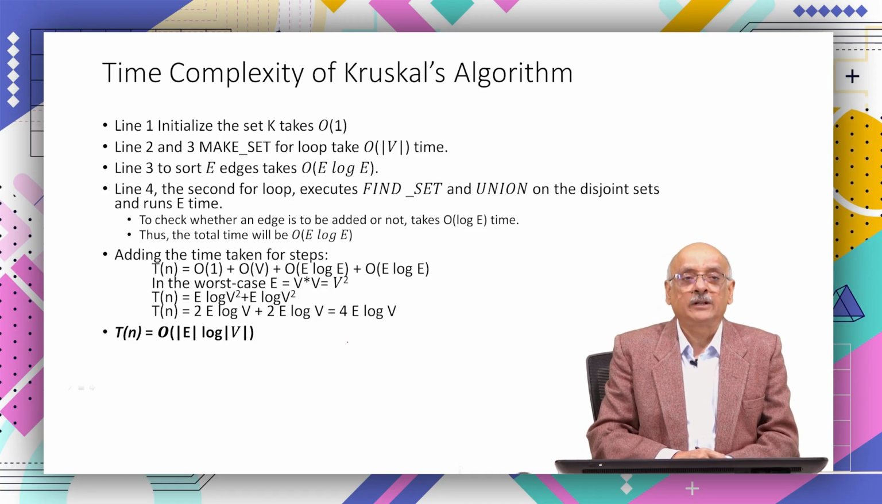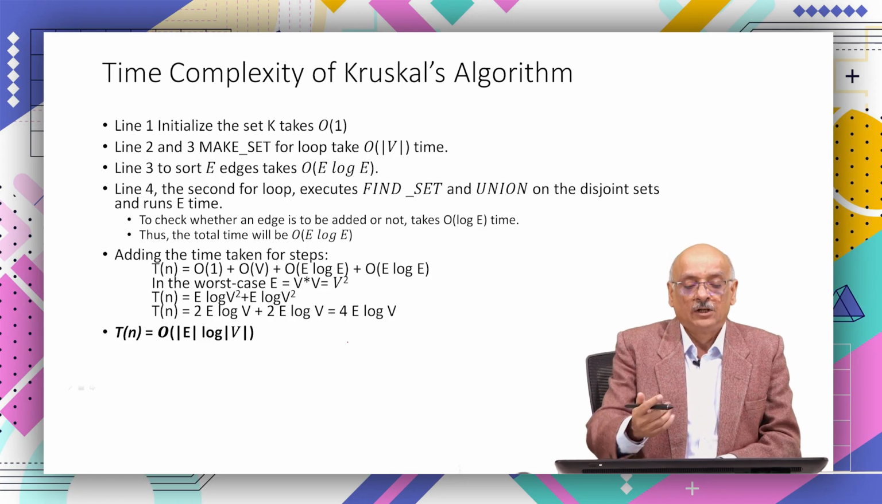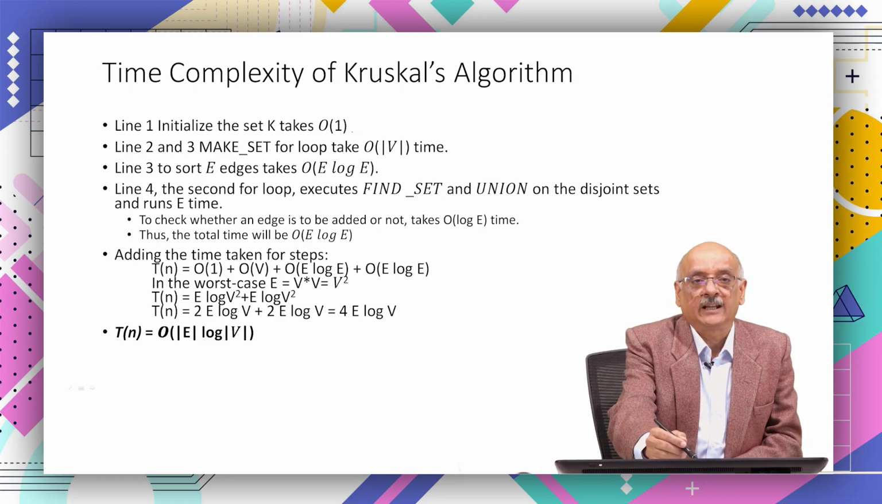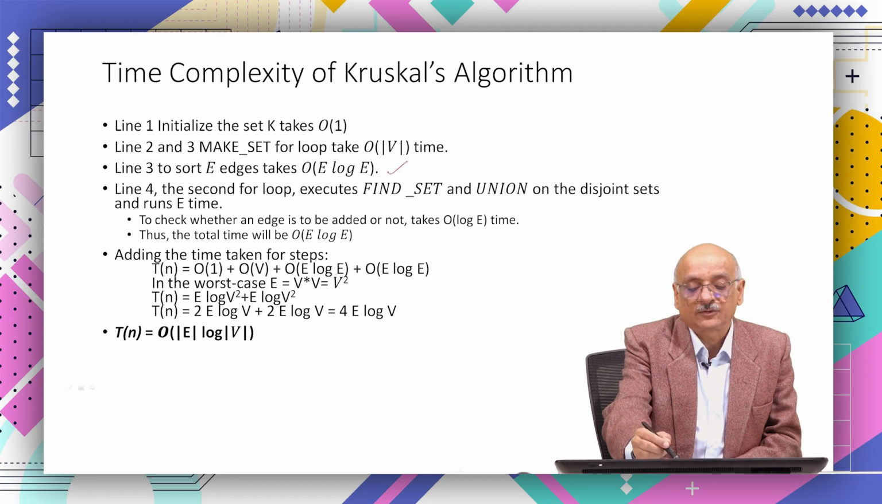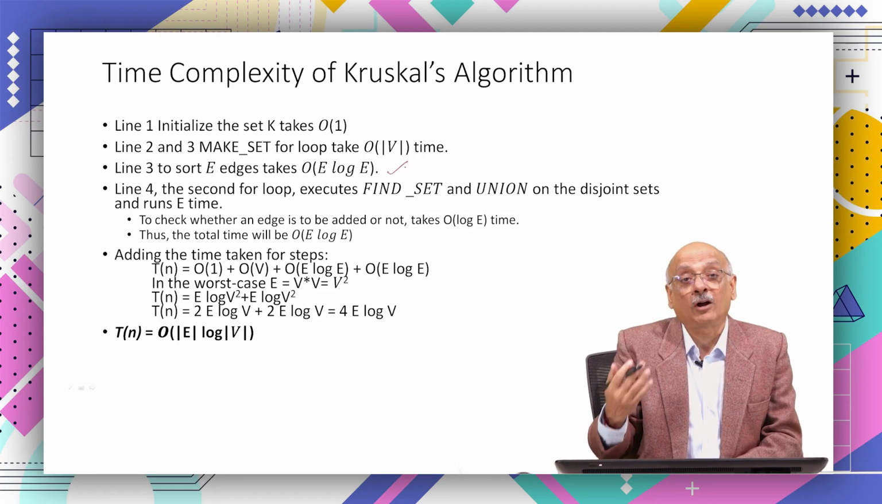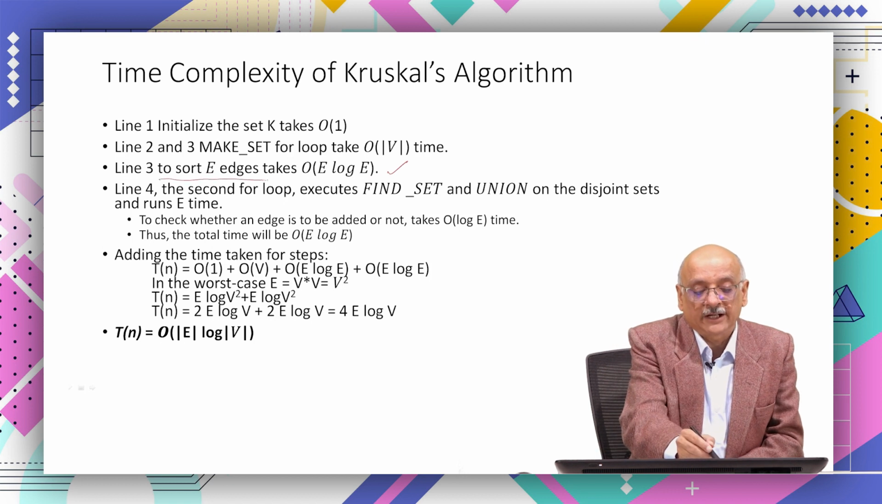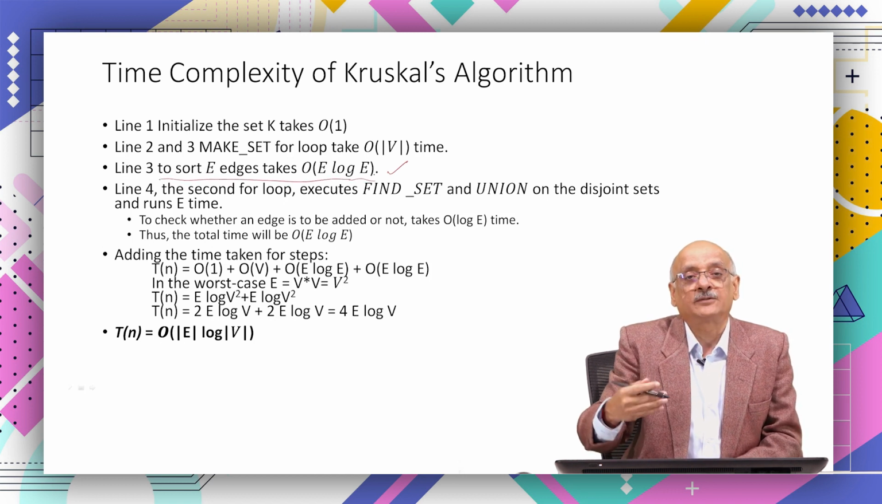When you looked into the algorithm, the first three lines were the initialization. The initial K was just taking order 1 time, line 2, make set, took order V time only, as many vertices are there. Line 3 takes order E log E time, because that is the efficiency of sorting. We are actually doing the sorting of E edges. So, that is going to take E log E time, which is the efficiency of sorting algorithm.